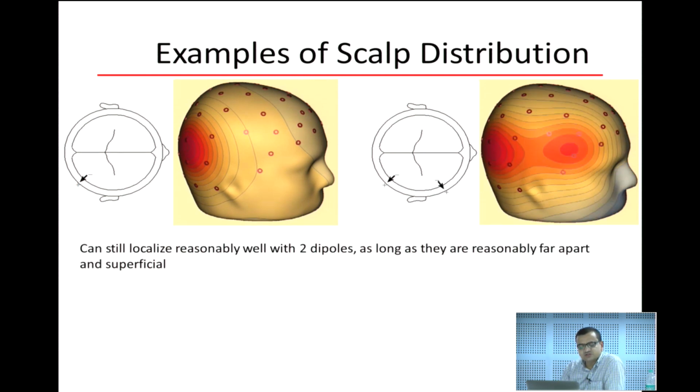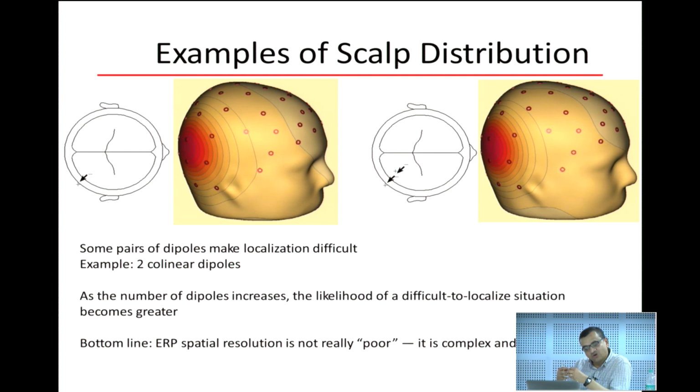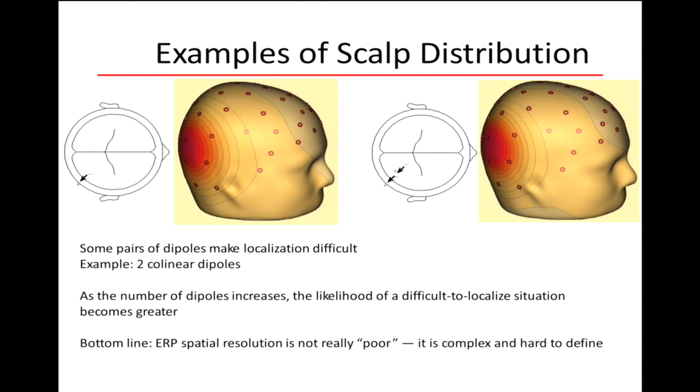You can localize a dipole reasonably well as long as you have fewer dipoles. Suppose here there are just 2 dipoles, as long as they are reasonably far apart. If the dipoles are pretty close, or on the same axis, then things become difficult even for this simple case. As the number of dipoles increases, the likelihood of difficult localization becomes greater. So that's the forward problem.